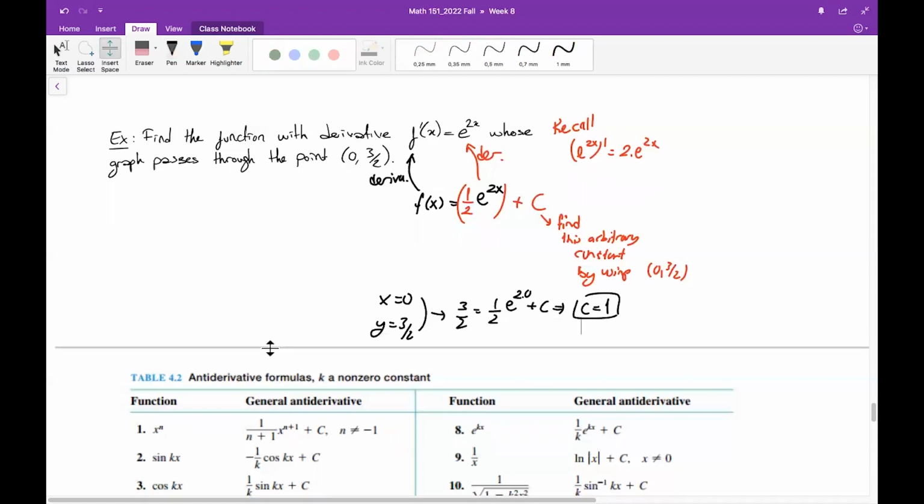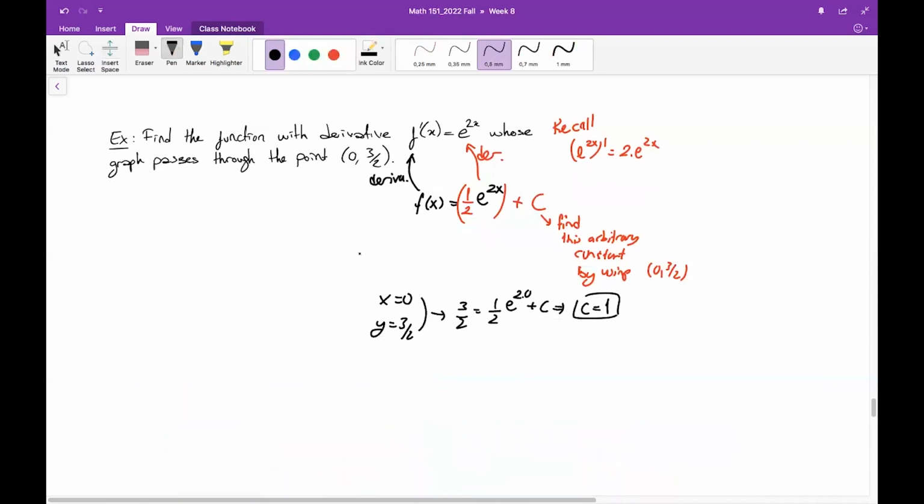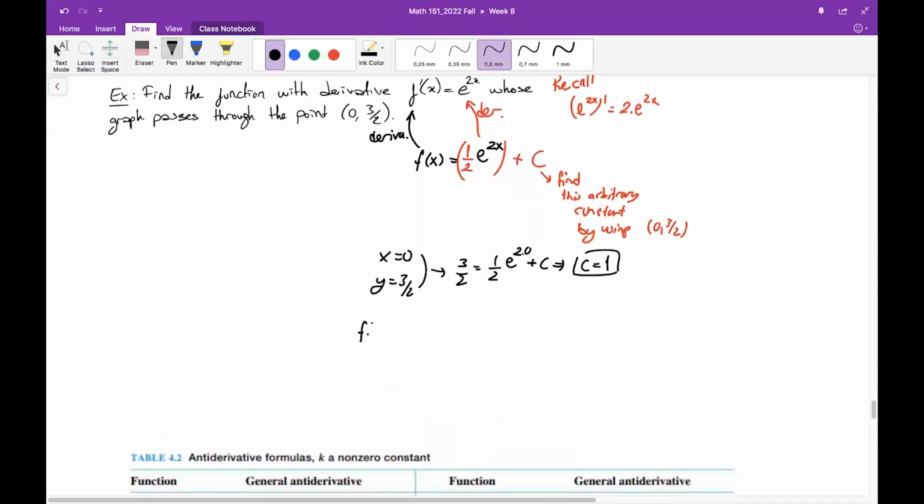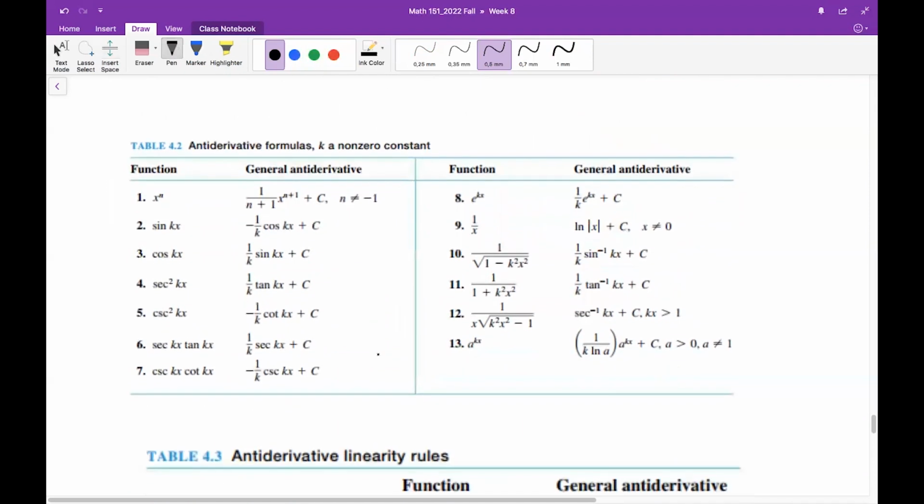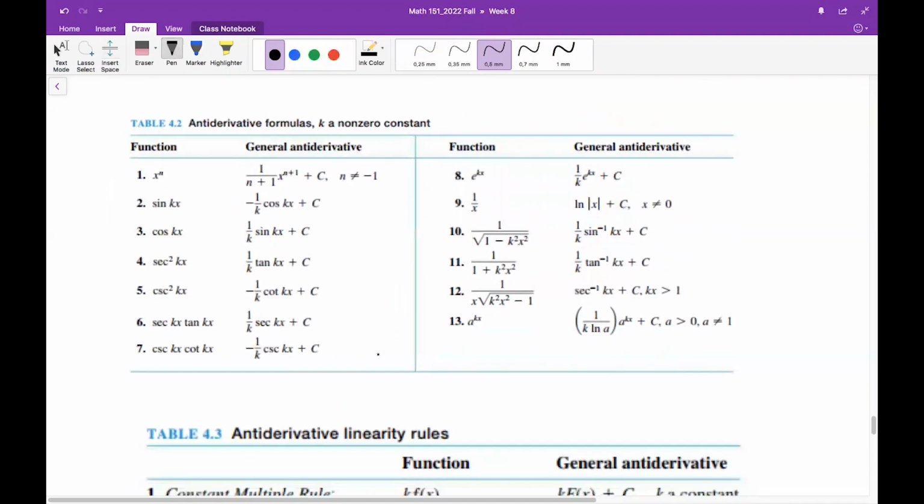So this gives you the antiderivative function passing exactly through this point. If you choose the constant as 1, then it will pass through exactly the given point there. Okay, so like this. And here you will see a table of antiderivative functions for the most popular ones.